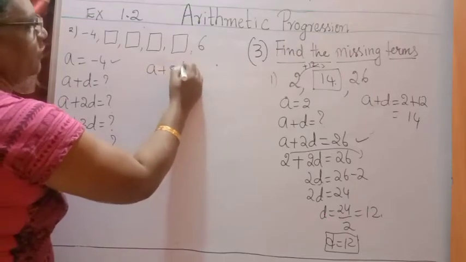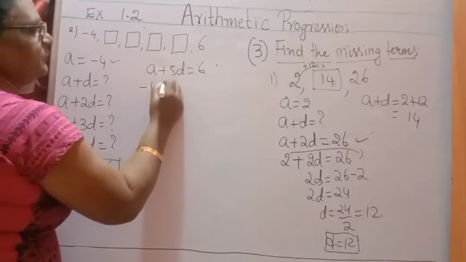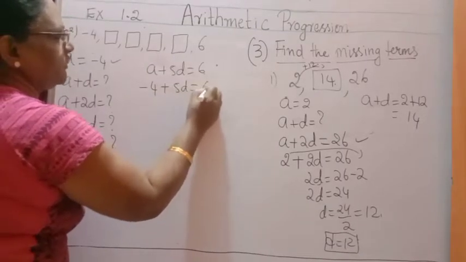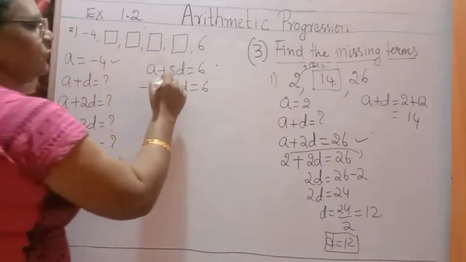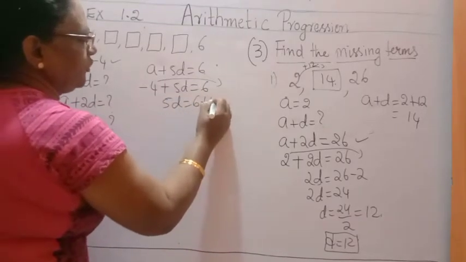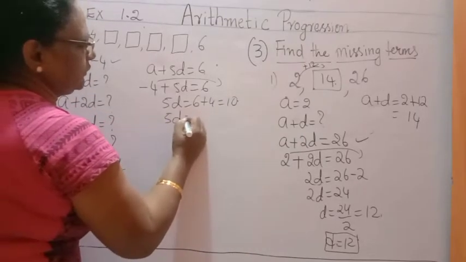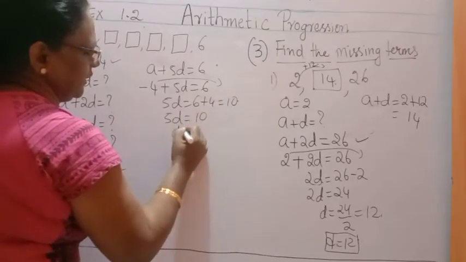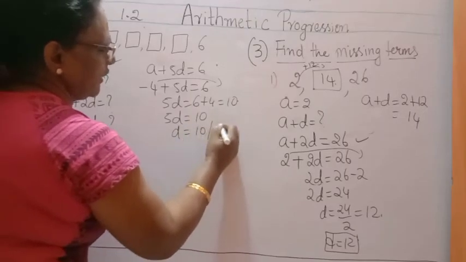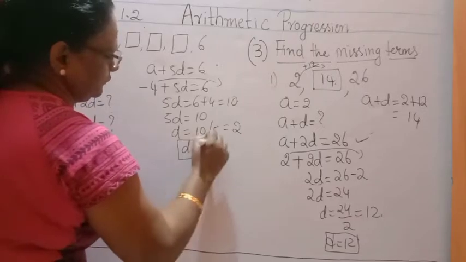Put A plus 5D is equal to 6. Put the value of A here: minus 4 plus 5D is equal to 6. Now shift minus 4 here. That becomes 5D is equal to 6 plus 4, that is equal to 10. 5D is equal to 10. D is equal to 10 divided by 5, that is equal to 2. D is equal to 2.